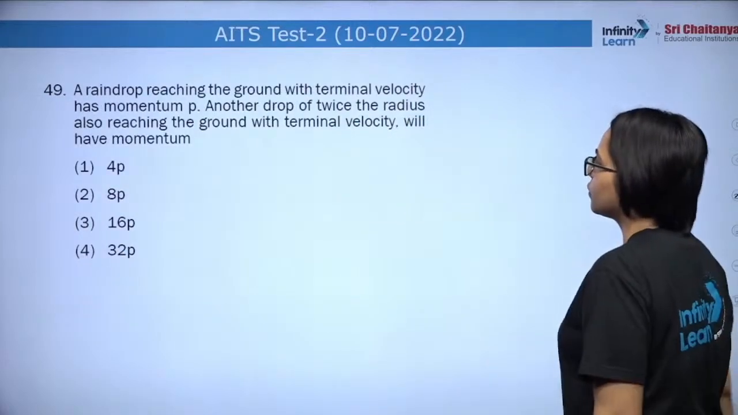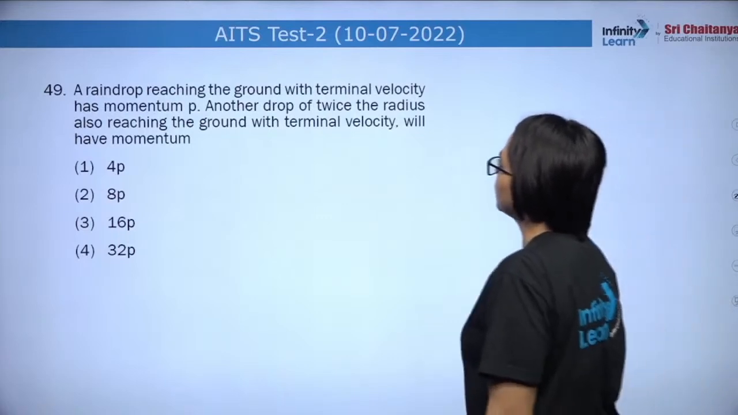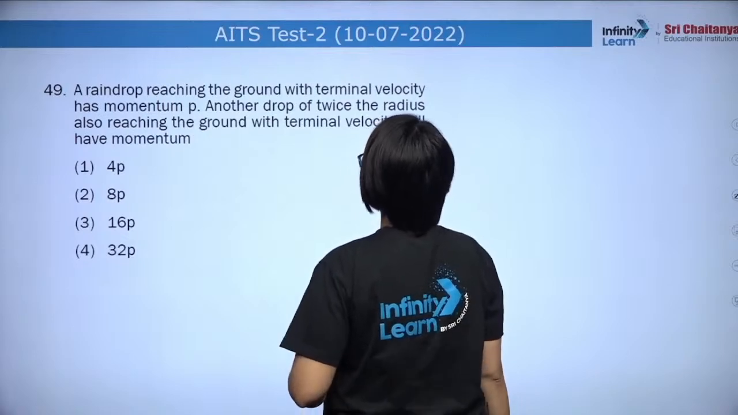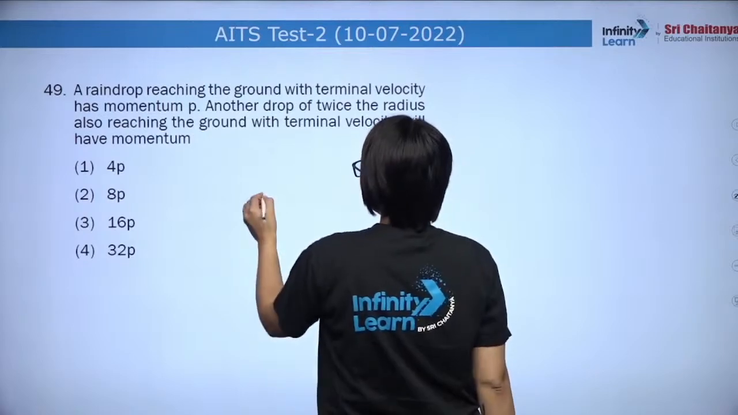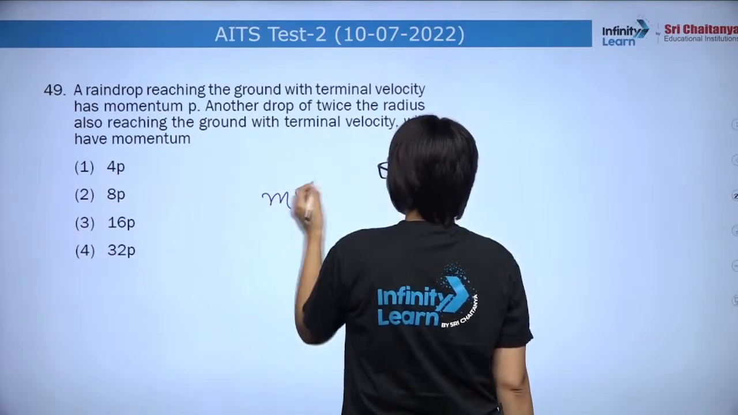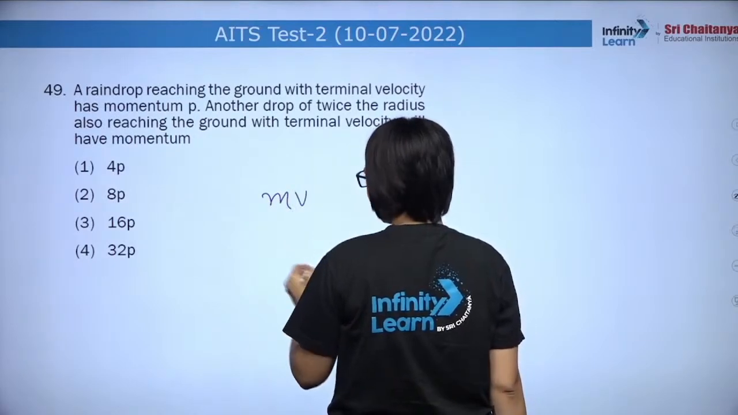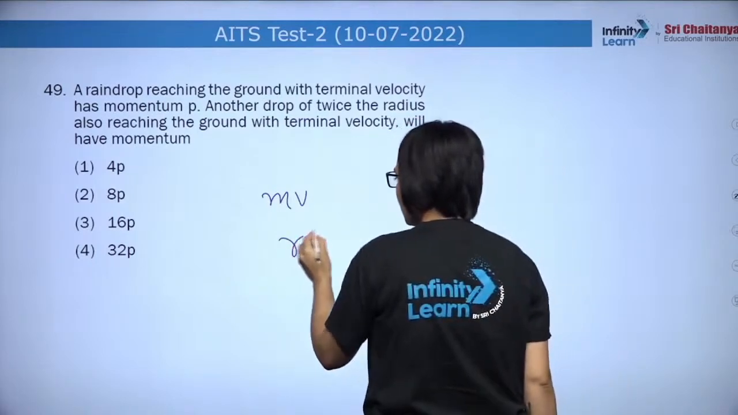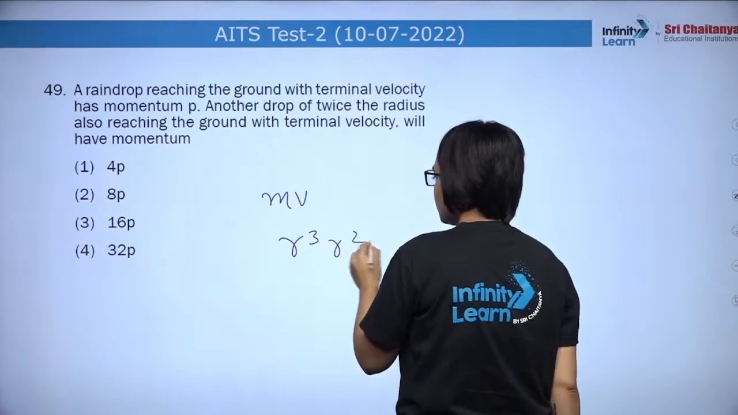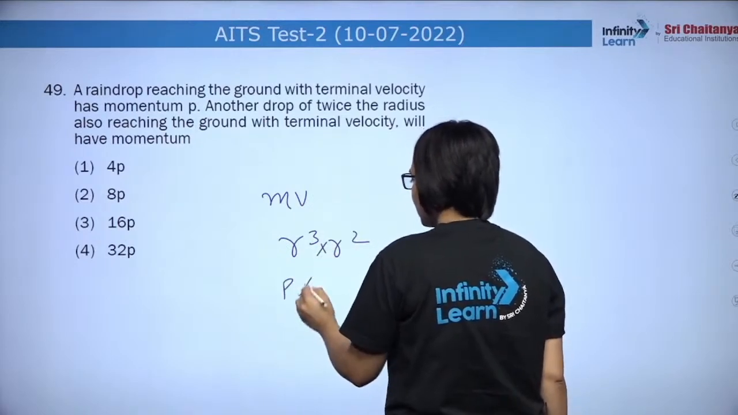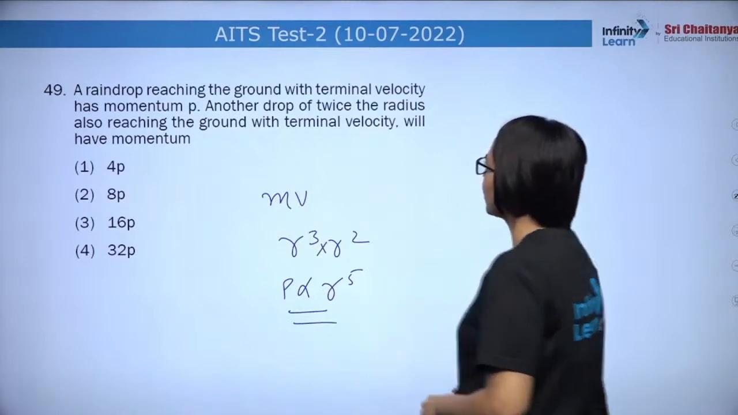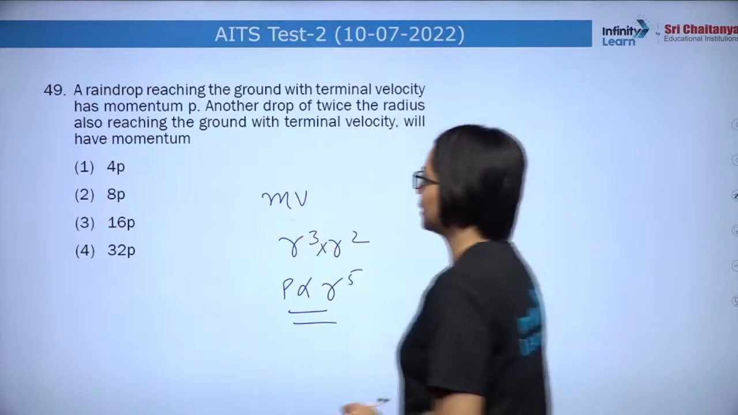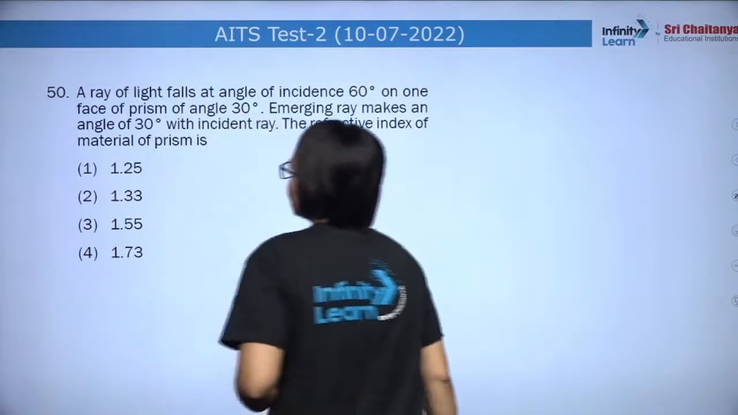Next is question number 49. A raindrop reaching the ground with terminal velocity has momentum p. Another drop of twice the radius, also reaching the ground with terminal velocity, will have momentum. So momentum is mass into velocity, mass is density into volume, and volume is directly proportional to r to the power 3, and terminal velocity is directly proportional to r square. So momentum is directly proportional to r to the power 5. So when you increase the radius to 2 times, momentum will increase 2 to the power 5 times, that is 32p. Next is question number 50.